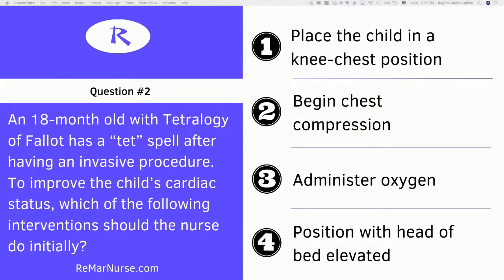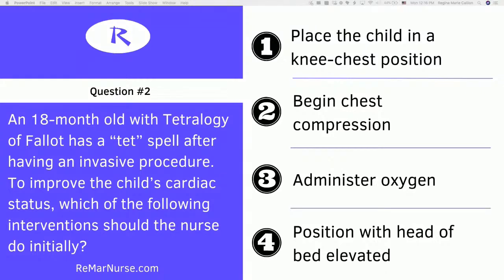Oh, this is a great one. And honestly, for pediatrics and for neonatology, tetralogy of Fallot is going to be major. It is going to be a subject that you must absolutely take some time with and come to an understanding of. So we have, are you going to place the child in a knee-chest position? Are you going to begin chest compressions?